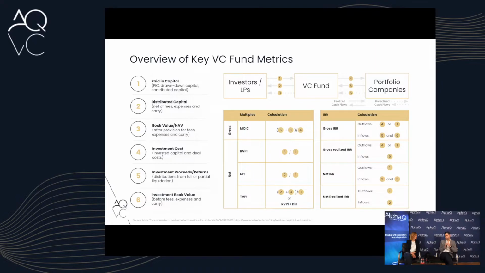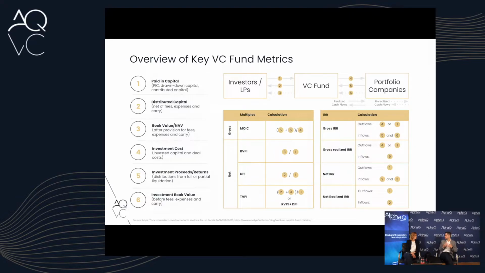This is very important when calculating these metrics. The fourth metric is the investment cost, which is basically the money flowing from the VC fund into the portfolio companies, so the cost basis of these companies. The fifth metric is the investment proceeds or returns once there is an exit event. So it's the cash flowing from the portfolio companies back into the VC fund.